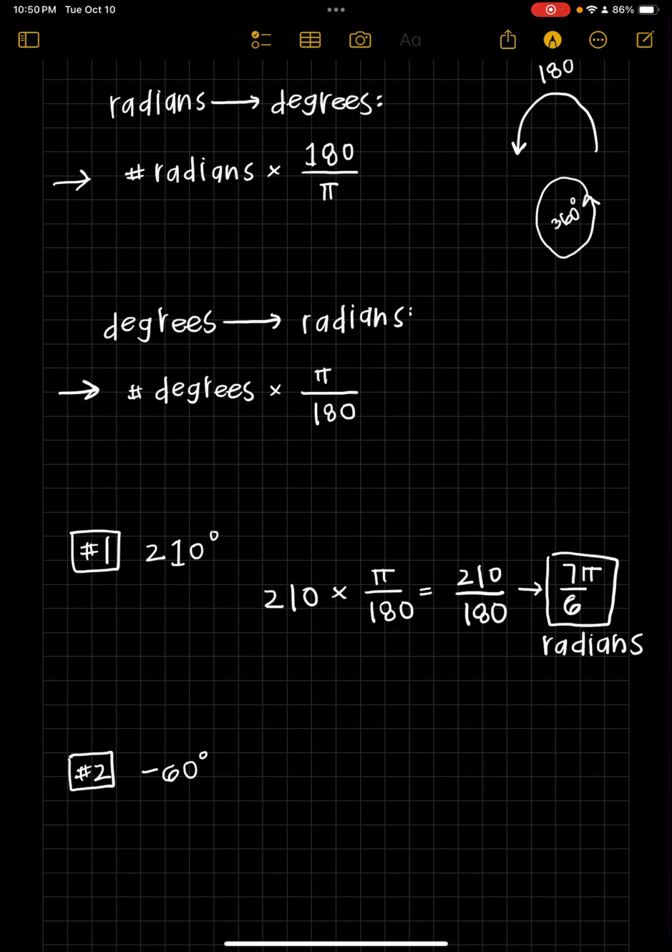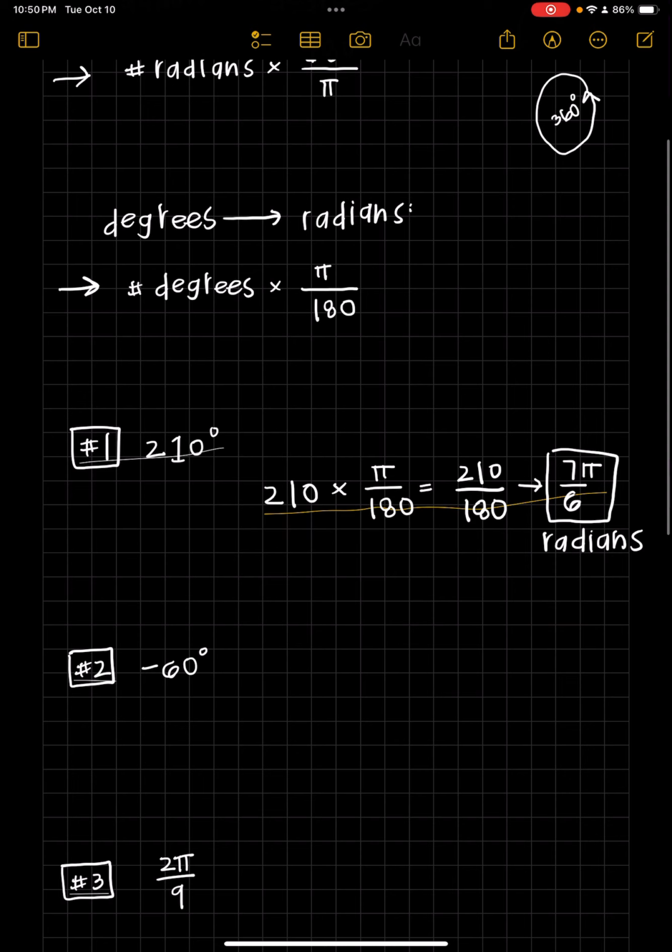So 7 pi over 6 radians is the same thing as 210 degrees. Again, it's just two different ways to measure an angle. All right, so let's do that again. For the second example, we have negative 60 as our degree.